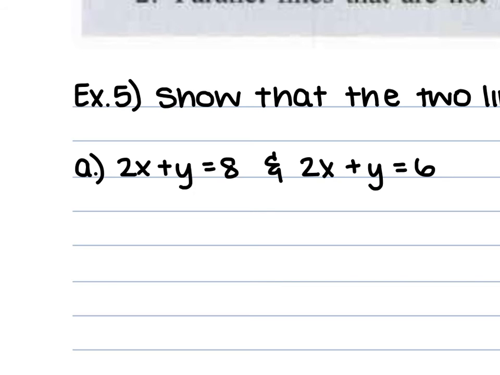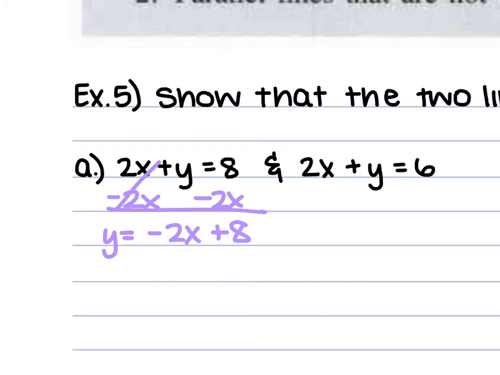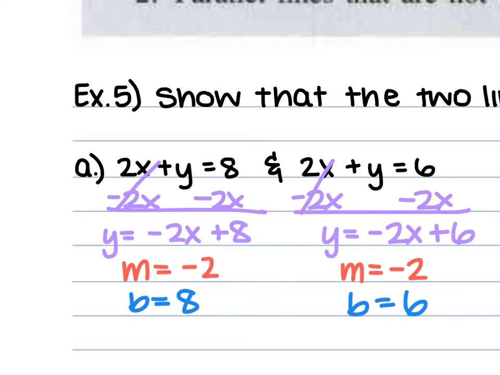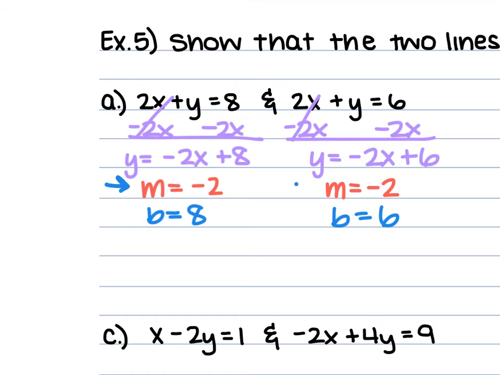If we look at example A, we have 2x plus y is equal to 8, and 2x plus y is equal to 6. So we're going to move the 2x over by subtracting it. We have y is equal to negative 2x plus 8. Our slope is negative 2. Our y-intercept is 8. For the next equation, we're going to move the 2x over by subtracting it from both sides. We're going to have y is equal to negative 2x plus 6. Our slope is negative 2. Our y-intercept is 6. So because those slopes are the same and the y-intercepts are different, these two lines are parallel.